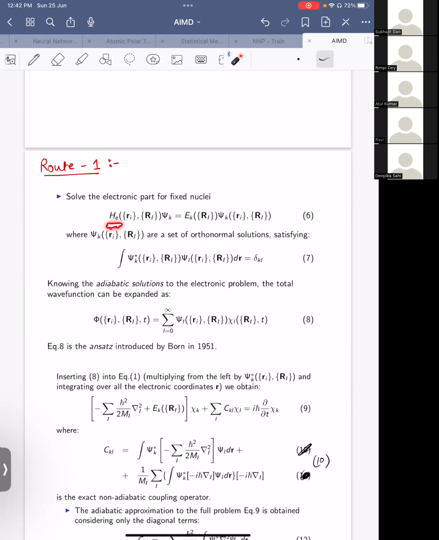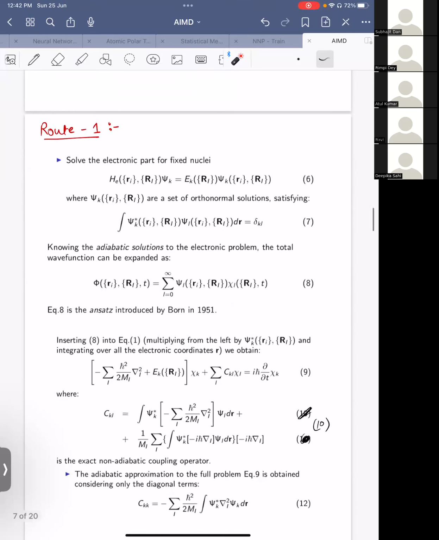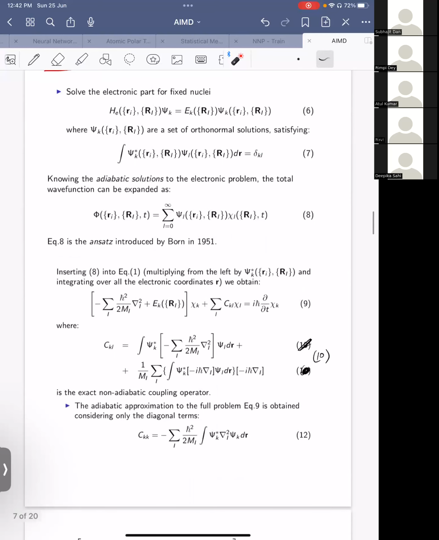So this is the electronic part of the Hamiltonian, and this is our electronic wave function for one state. This is the energy of that state, and this is again the wave function. These solutions are orthonormal, and our total wave function is this. In this wave function, the electronic wave function is time independent, and the nuclear wave function is time dependent. This is the wave function given by Born in 1951.